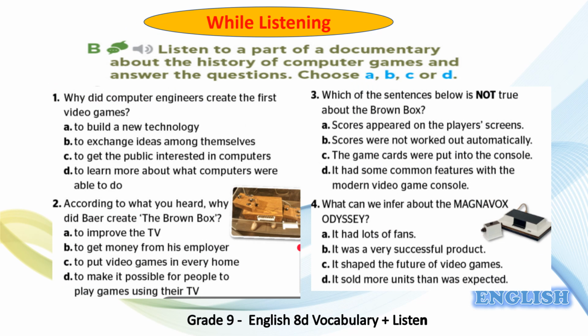Exercise B, listening. Look at the instructions. Listen to a part of a documentary about the history of computer games and answer the questions. Choose A, B, C, or D. Now, listen, then pause the video, do the task, and come back to check your answers. Now, listen.